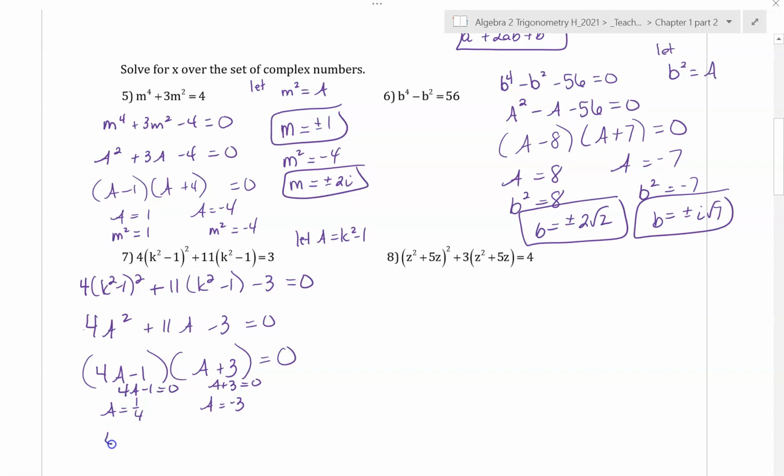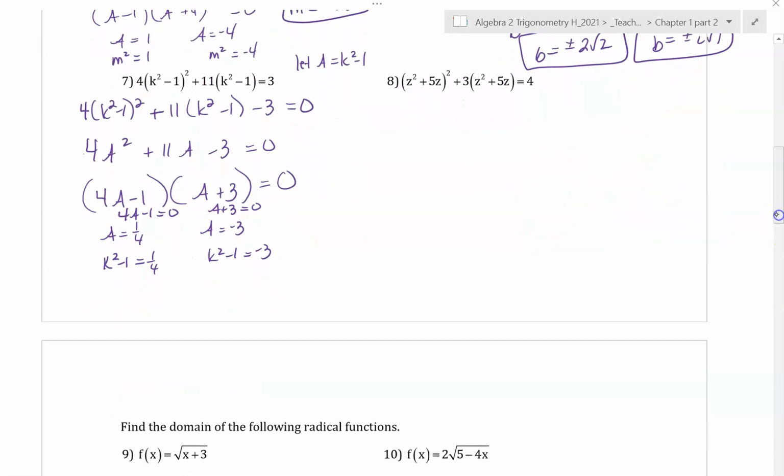But again, a was k squared minus 1. So now we know that k squared, if we add 1 to both sides, let's think of 1 as 4/4. So if we add 4/4, we have 5/4. And over here we'll add 1. So k is plus or minus i root 2. Or over here, we get plus or minus root 5 over 2.